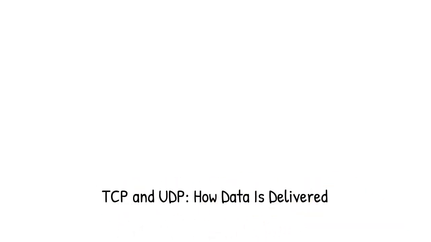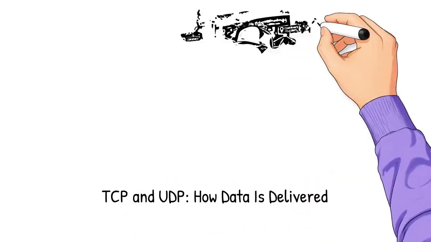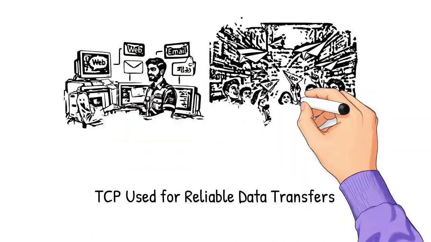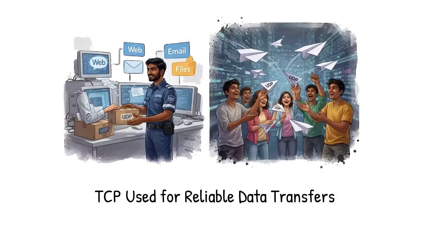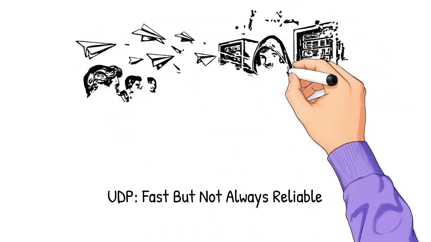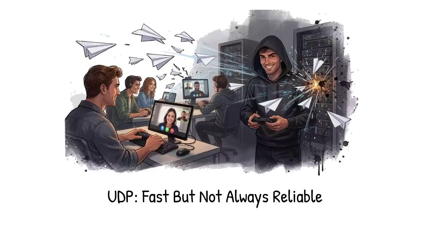TCP and UDP are the two main protocols that decide how data is delivered. TCP, Transmission Control Protocol, is like a courier service that guarantees delivery. It checks every packet, confirms receipt, and resends anything that gets lost. This is used for web browsing, email, file downloads. UDP, User Datagram Protocol, is like sending a message by throwing paper airplanes. There is no guarantee they will arrive, but it's fast. This is used for video streaming, online gaming, voice calls. Hackers love UDP because it's easy to spoof and flood.